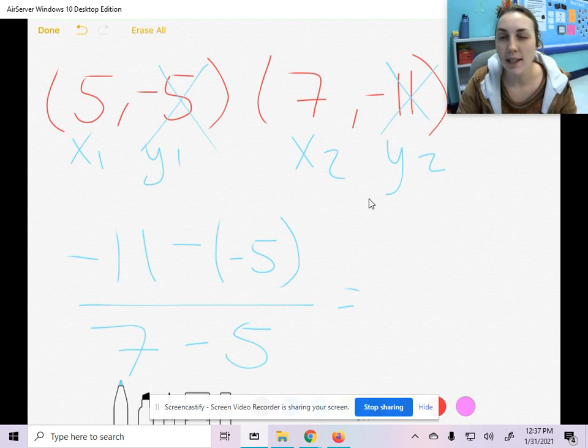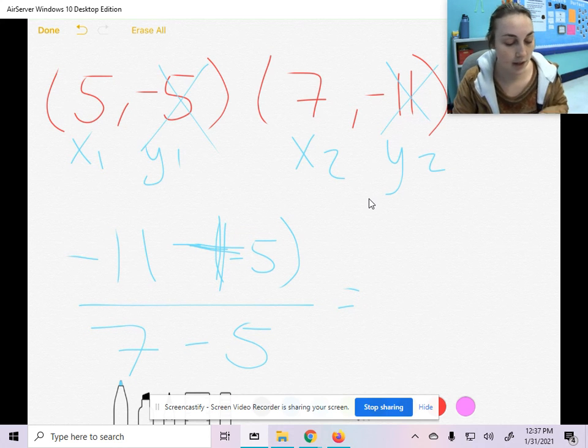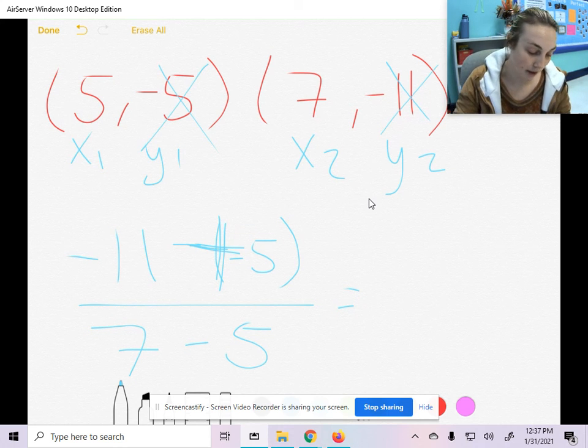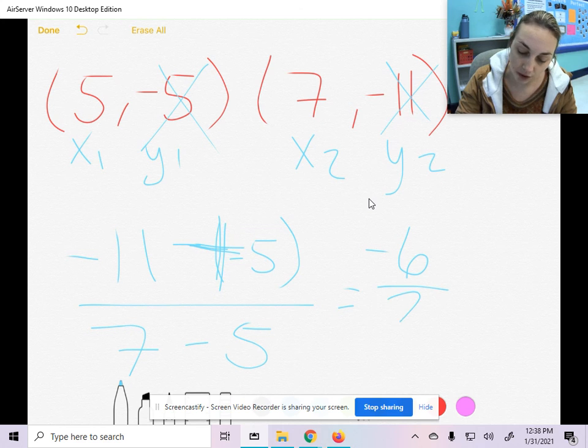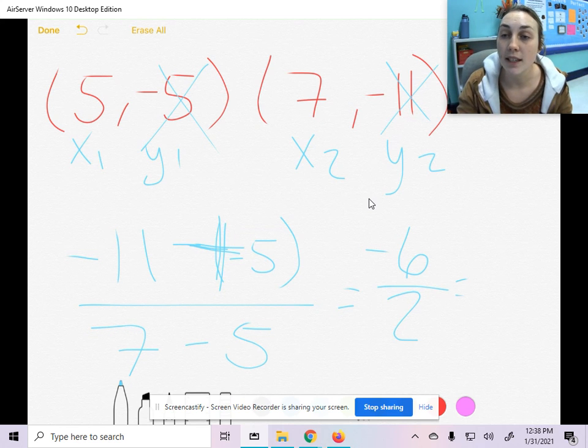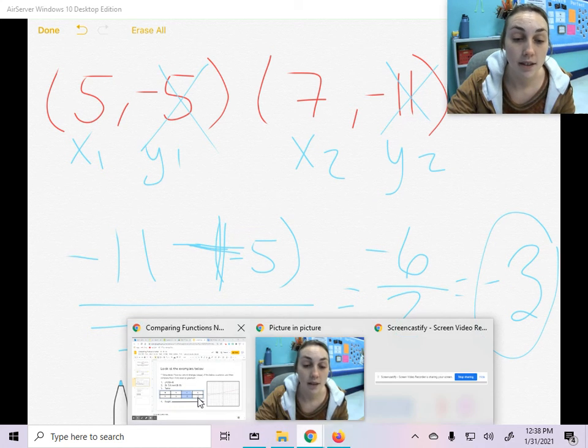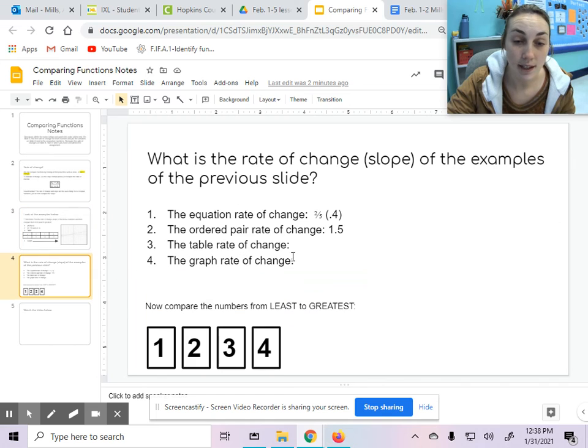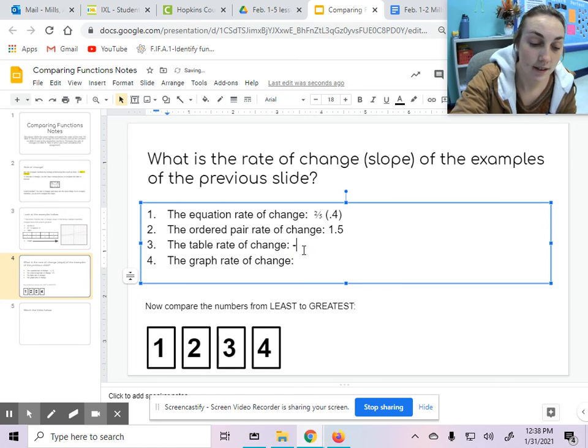So negative 11 minus negative 5, when you're subtracting from a minus sign, you can turn that into a positive. So now this is turned into negative 11 plus 5, which is going to give us negative 6 left over. And then 7 minus 5 is going to give us 2. This can be reduced. Negative 6 divided by 2 will give us a negative 3, making our slope or our rate of change negative 3. So we can go back here, and same thing, we'll put negative 3 here.